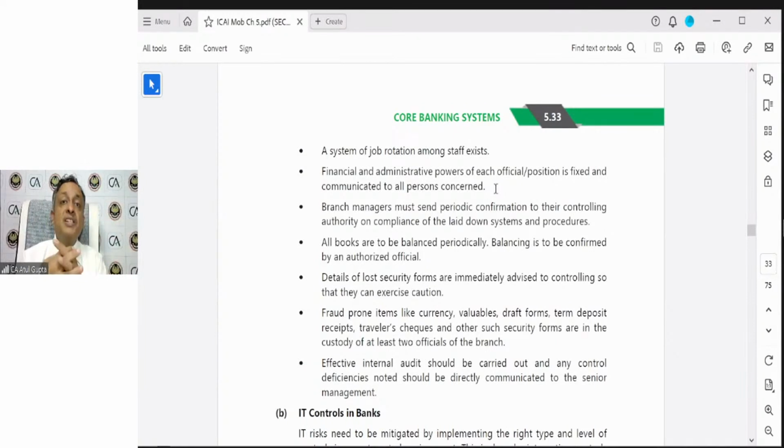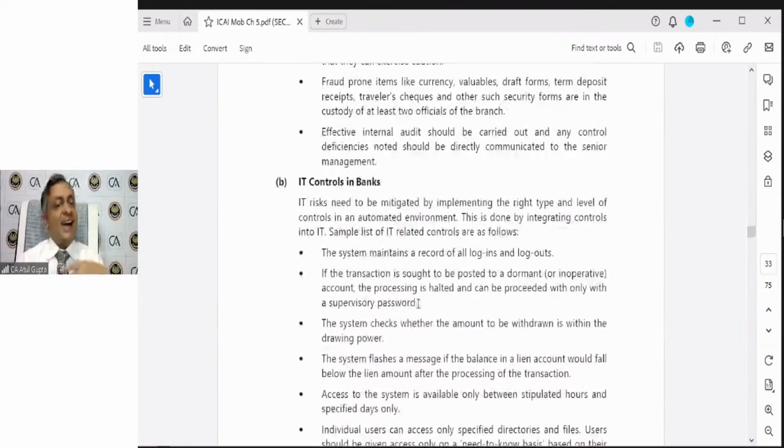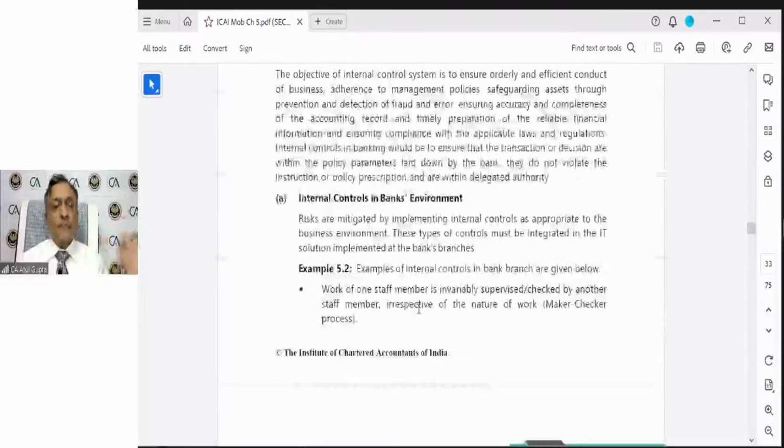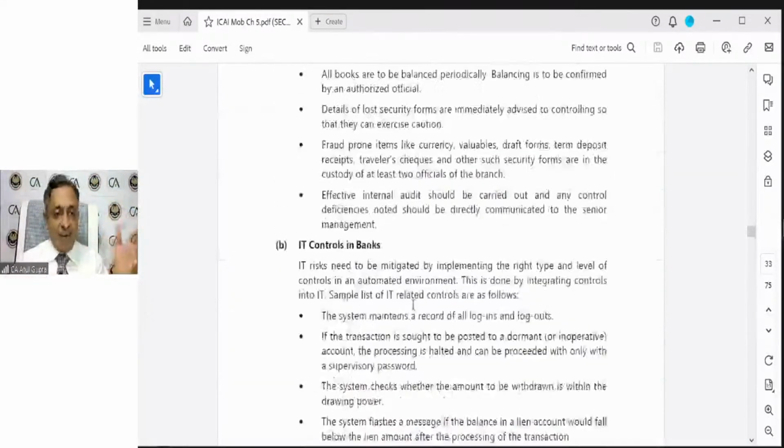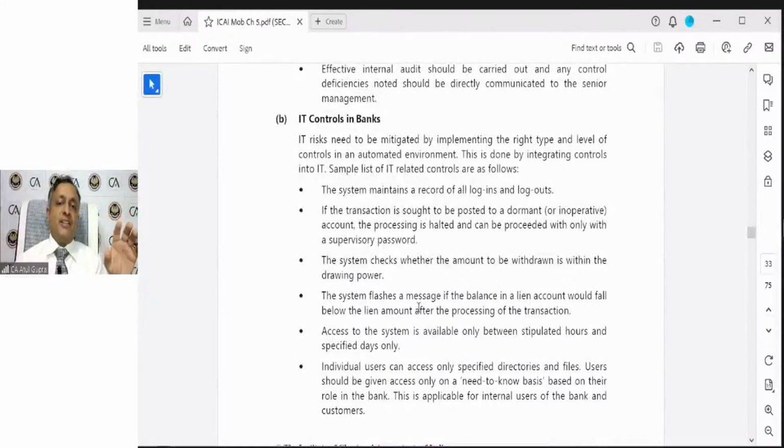So any secured stationery, if it is lost, then it has to be communicated very fast. Then fraud prone items like currency, valuable drafts, term deposits, traveler's checks need to be properly physically controlled, and a proper internal audit system has to be put in place. Then IT. So first was having proper internal control. Second is now having proper technology controls. So I'm reading technology controls.